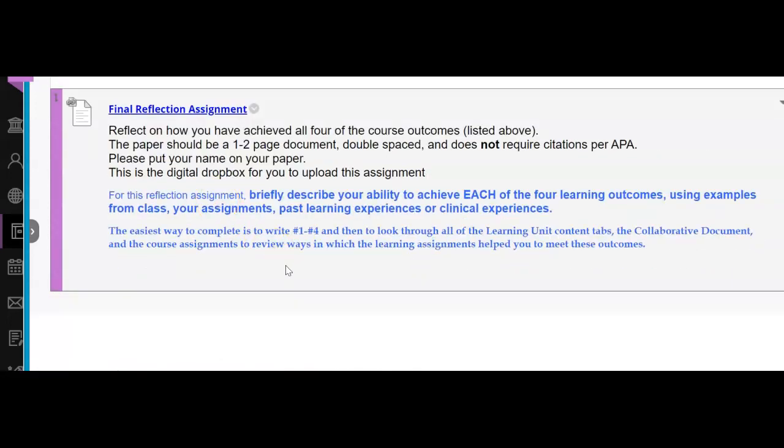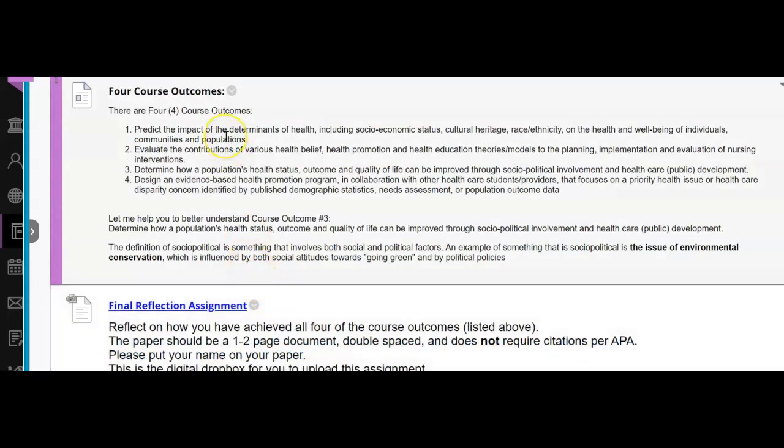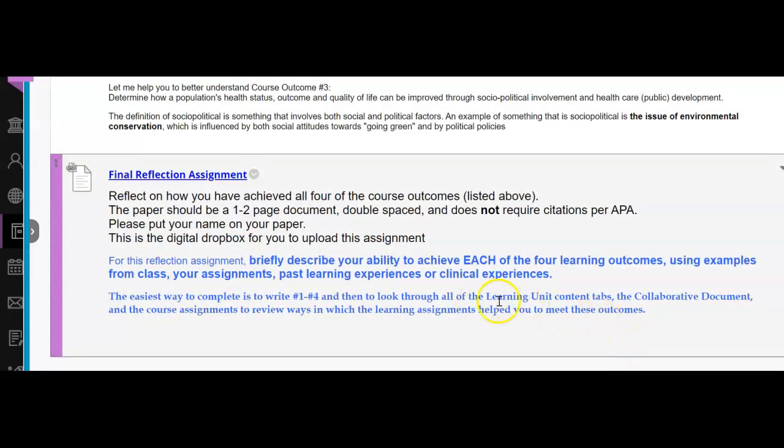So you can look back and go through your different learning units, and you can say, oh yeah, the discussion board for learning unit number 5, I was able to really focus on this, or the assignment that I did was helpful in learning about this. So you're going to look through all the course tabs, the content tabs for learning units. You can look through your collaborative document that you used, the different course assignments, to review ways in which the learning assignments helped you to meet these student learning outcomes. So what did you do over the course of this course that helped you to meet these outcomes?